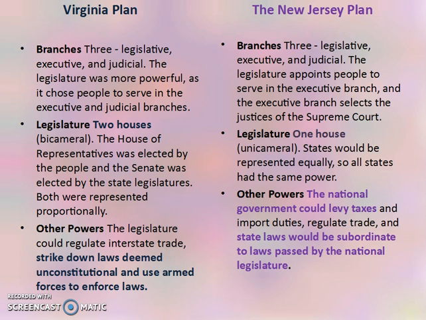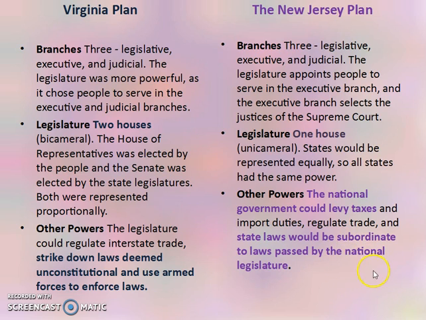Essentially, though, both the Virginia and the New Jersey plan, aside from the differences in the legislative branch, call for some of the same things. As you can see, both plans call for three branches of government: legislative, executive, and judicial. And they also call for this new national government to have far more authority than the national government as created under the Articles of Confederation. For example, the Virginia plan wanted the legislature to be able to regulate trade. They wanted the judicial branch to be able to strike down laws that were unconstitutional, and for the federal government to be able to use armed force if need be.